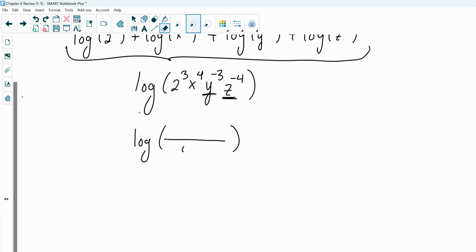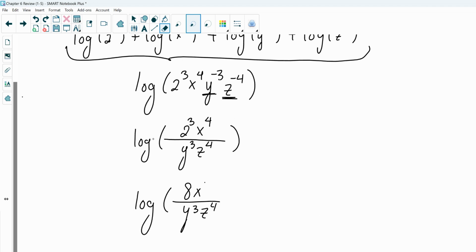Now, this time we do have two terms with negative exponents, and to make each one of those positive, we would move it from the top of the fraction to the bottom. And the 2 to the third, x to the fourth would stay on top. Now our 2 to the third does simplify nicely. It simplifies to 8. Everything else stays the same. But that there would be our final answer.